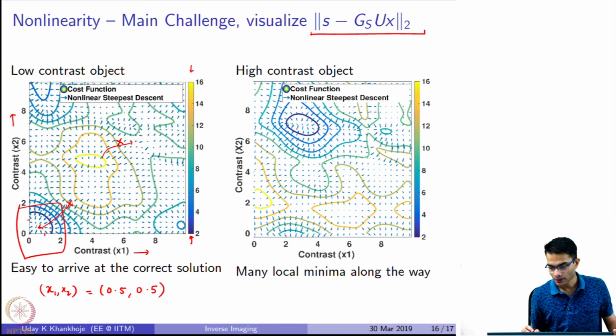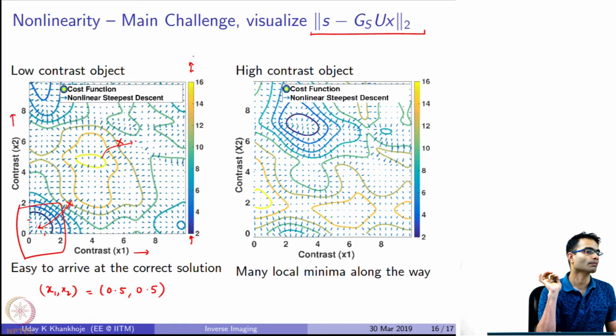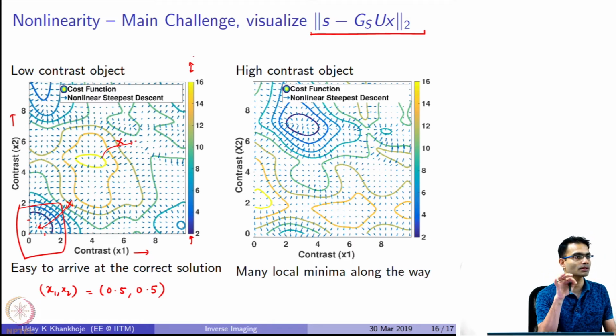Now let's take another problem. But before coming to this, let's summarize over here. For a low contrast object, it does not matter much where you start from, and you arrive at the correct answer. Why? Because the true minima and the global minima are very close to the origin. So if I start from 0, 0 or its neighborhood, I reach the correct answer. But if I start at 0, 8, then I reach the wrong answer. And if I start at 8, 1 also, I reach the wrong answer. So there are many regions which will take me to the wrong answer.